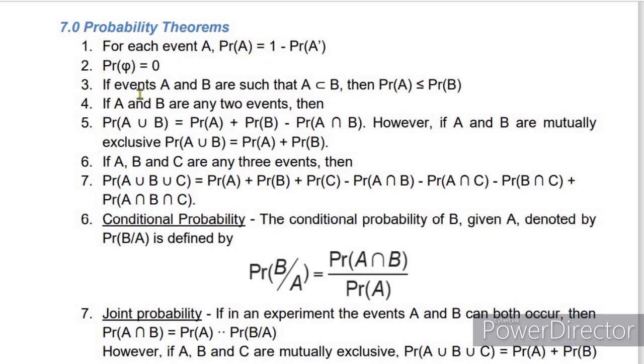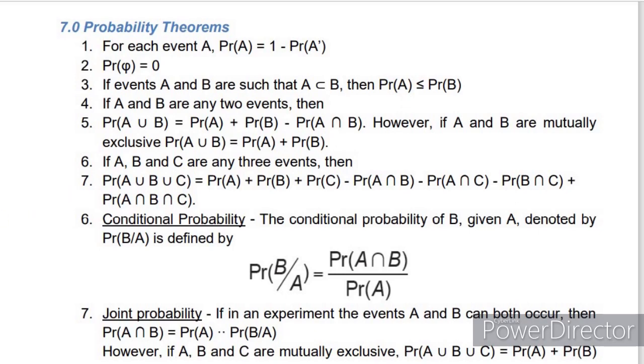So 2, the probability of, what is the symbol? The symbol is a circle with a slash. Okay? So equals 0. Meaning, the probability of the empty set, or the null set, is 0. Number 3, if events A and B are such that A is a subset of B, then the probability of the random variable A is less than or equal to the probability of random variable B, because random variable A is just a subset of B. So its probability should be less than or equal to that of B.